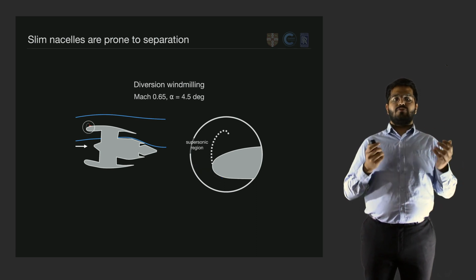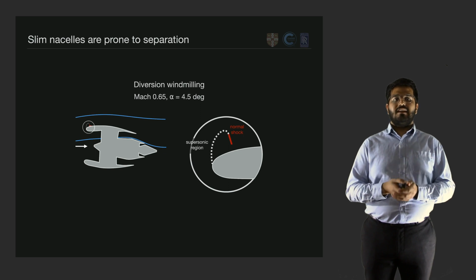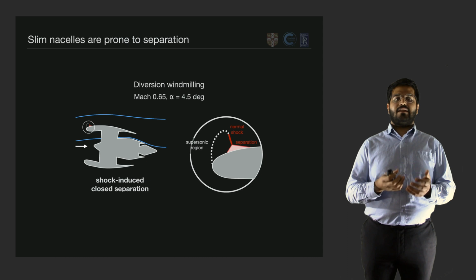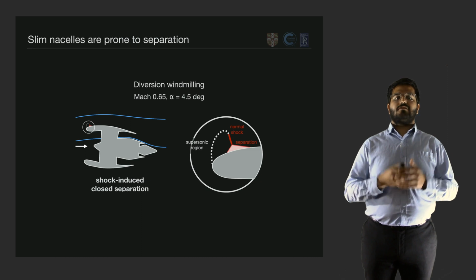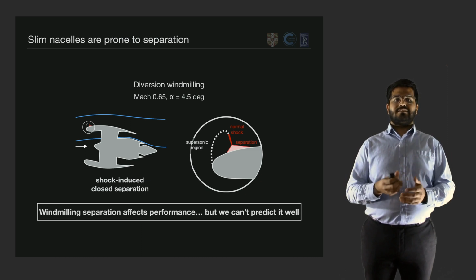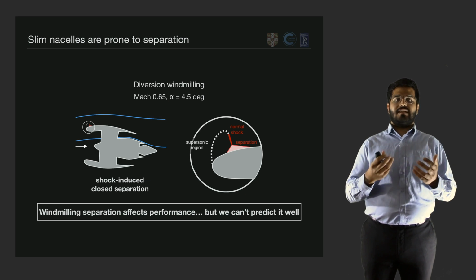The supersonic region terminates in a normal shock, and if this shock wave is strong enough, it can separate the boundary layer that's developing on the external fan cowl surface. And the drag associated with this separation can have a big impact on the overall aircraft performance. But we still aren't able to predict this complex flow phenomenon particularly well.